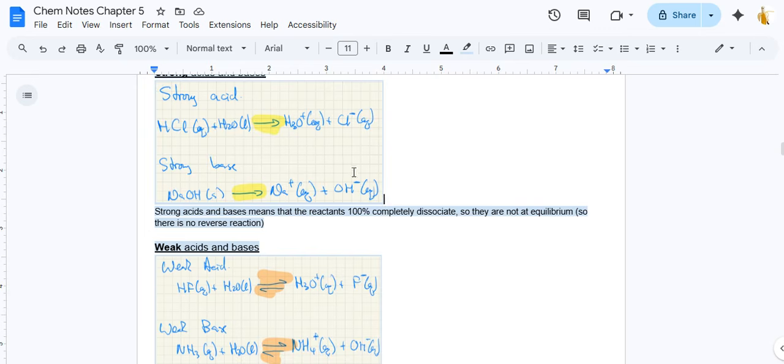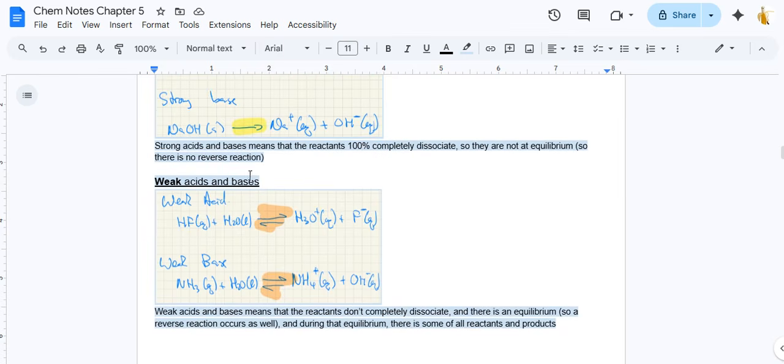So strong acids and bases have a one-way reaction. All the reactants will dissociate into these products. So it's not an equilibrium reaction. None of this will form into this. There's no reverse reaction. And for weak acids and bases, there is an equilibrium reaction.